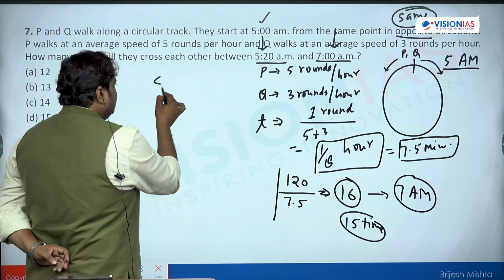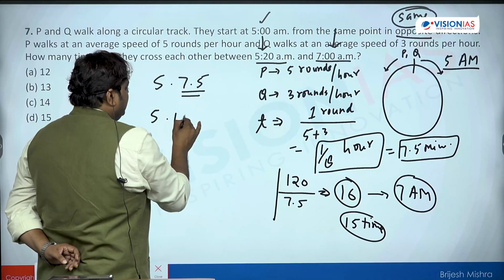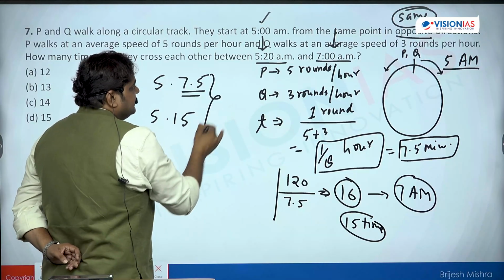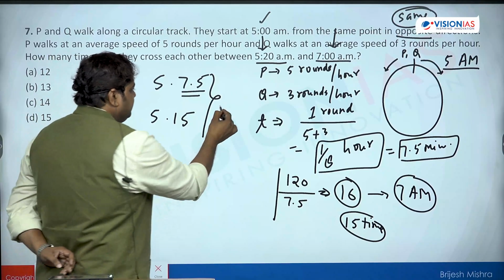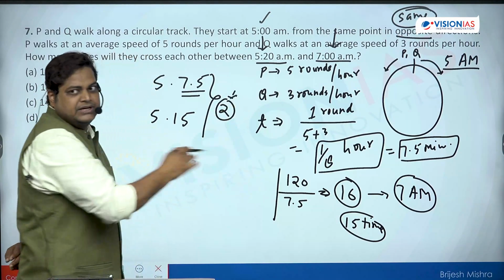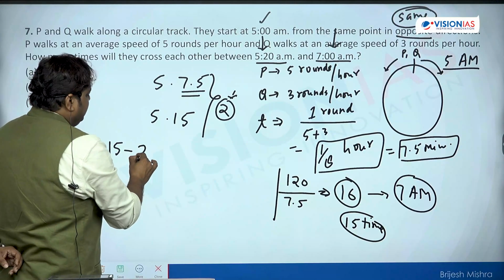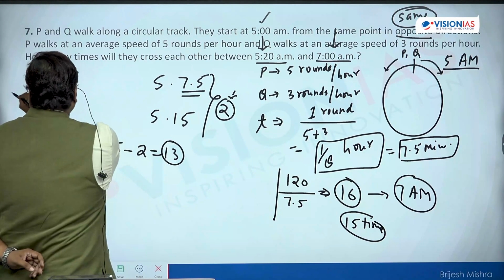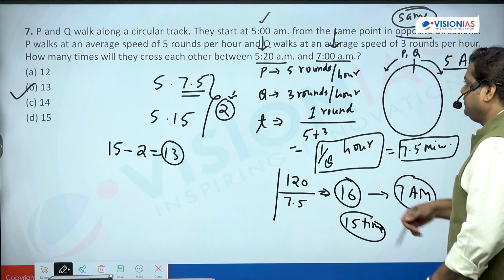But we can see at 5:07.5 also they will meet, and at 5:15 also they will meet. But it is asked after 5:20. After 5:20. That means these two counts also we need to remove. That means the final answer is what? 15 minus 2, 13. 13 times they are going to meet each other. So this way they have tricked.